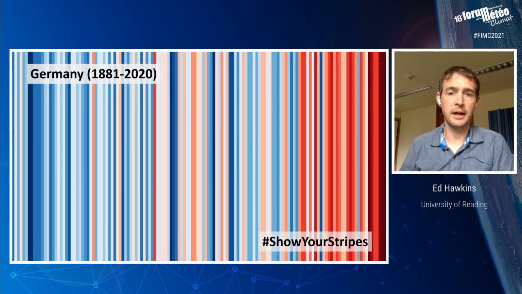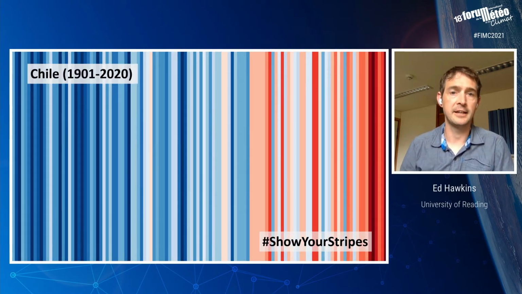and you can also look for other countries, such as Chile. So here's an example for a country in South America. Again, the colours for Chile turn from blues to reds, illustrating the warming that's going on in that country. And then we have an example for Kenya in Africa. Again, turning from blues to reds.